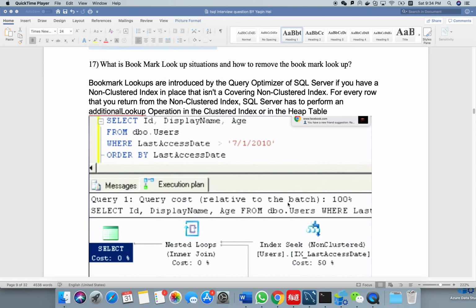70. What's a bookmark lookup situation and how to remove the bookmark lookup? Sometimes the non-clustered index does not cover what we want to query. For example, this table just has a non-clustered index, but we want to select ID, display name, and age. Some of them are not covered in the non-clustered index.